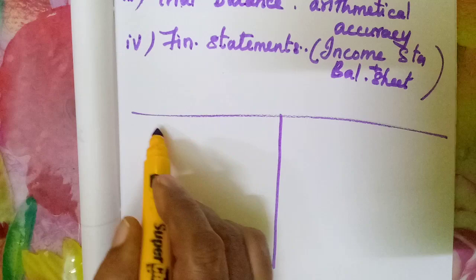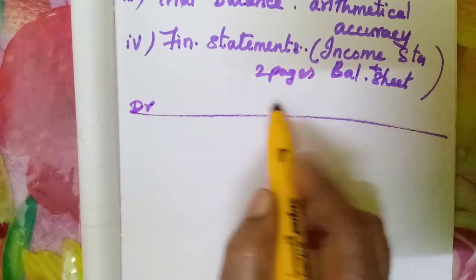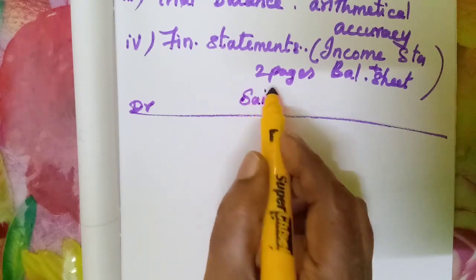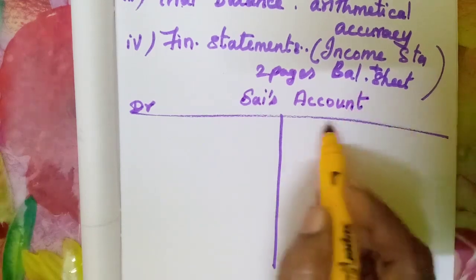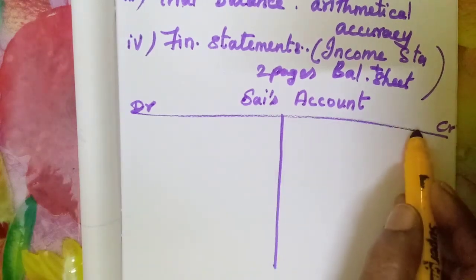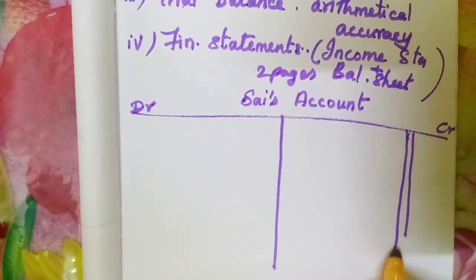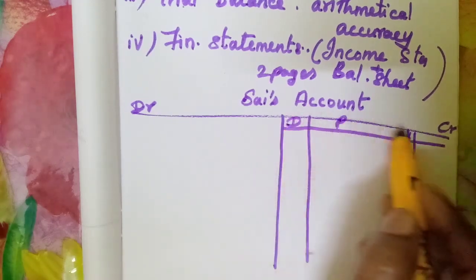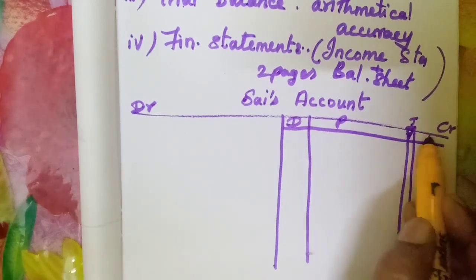It is like a T account. We have to use two pages. This one is the debtor side of the ledger account. For example, Sai, a person, maybe a customer. Sai's account. Here the right side is called creditor. Here debtor, creditor, debit side, credit side. Date, particulars, JF, then rupees. JF means journal folio.